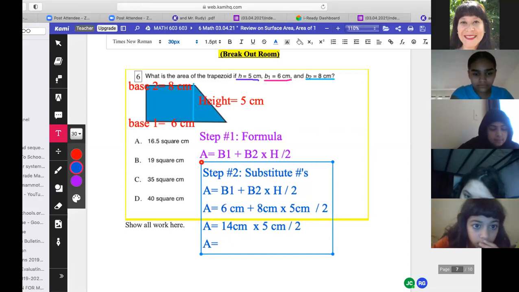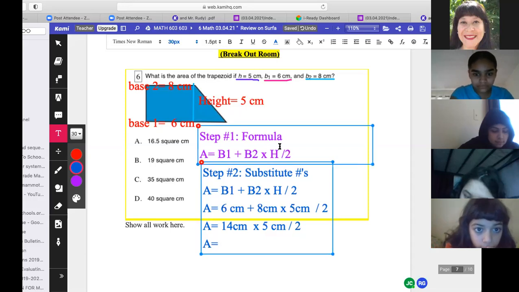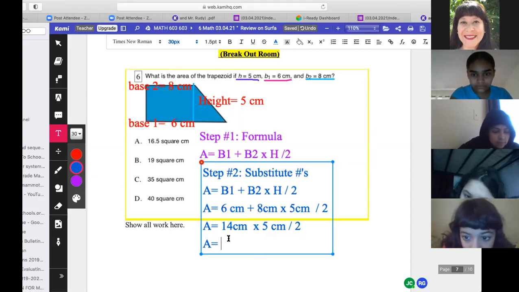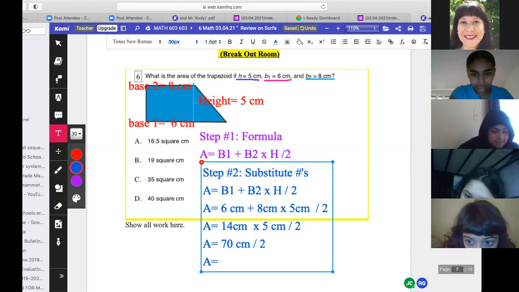Somebody wrote it in the chat. 16 times 5? Where did I put my calculator? So 14 times 5 equals 70 centimeters. 70 divided by 2 equals 35 square centimeters.